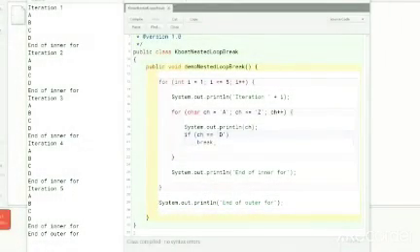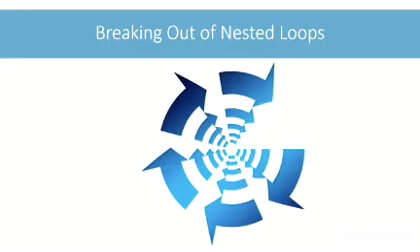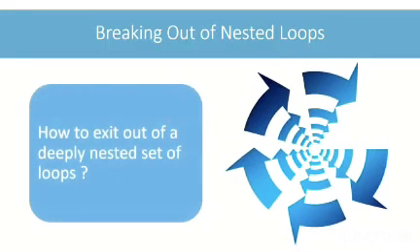So that's how break statement works inside a nested for loop. Easy and straightforward, isn't it? We saw in the previous lesson that loops can be nested. Break statement exits out of only a single loop which encloses it. What if we wanted to exit out of a deeply nested set of loops when some condition is met?